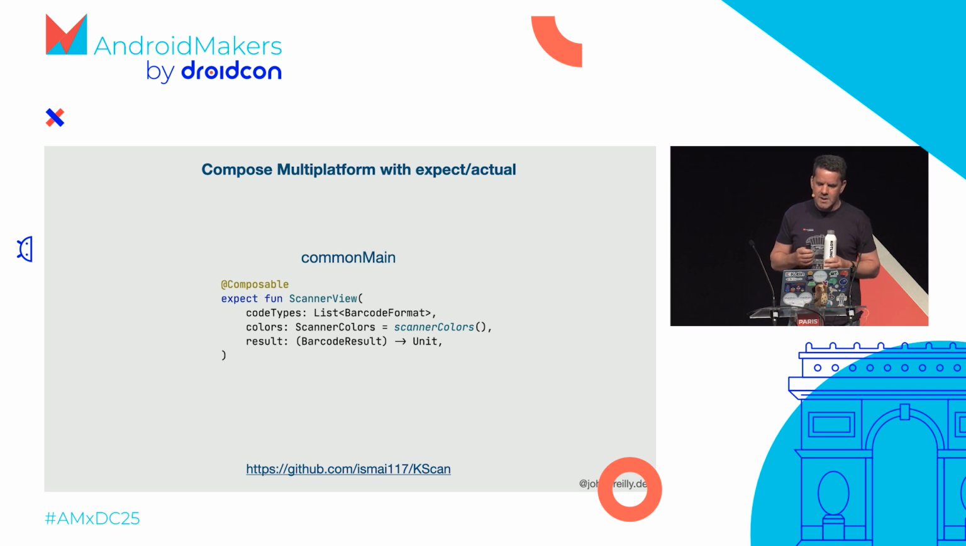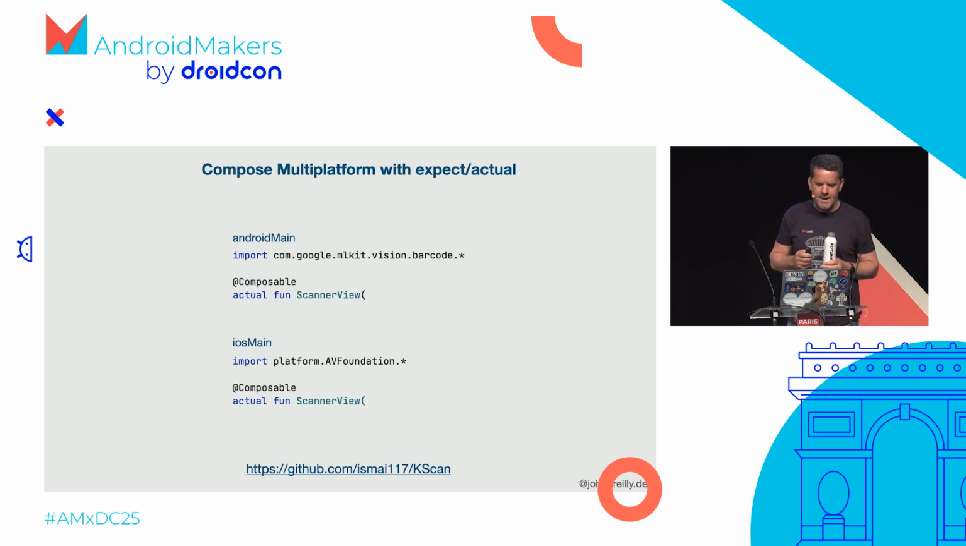The scanner view composable is defined as an expect function in common code. And then we have Android and iOS specific implementations, using, as mentioned, MLKit for the implementation on Android and AV Foundation on iOS. But again, consumers of scanner view, writing compose code in common main, are abstracted from these platform differences.